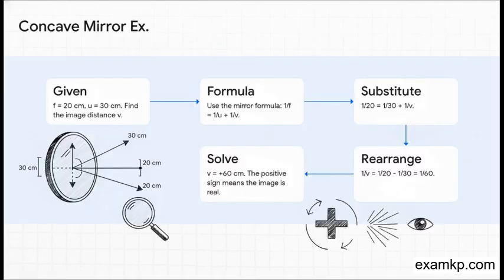Let's solve one right now. We have an object 30 centimeters from a concave mirror, which has a focal length of 20 centimeters. We need to find V, so we plug the numbers in.